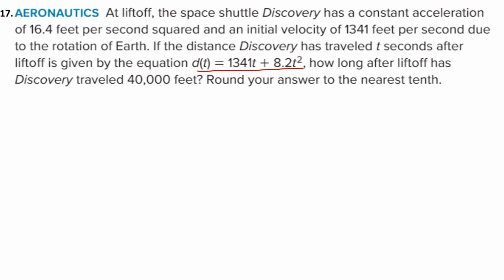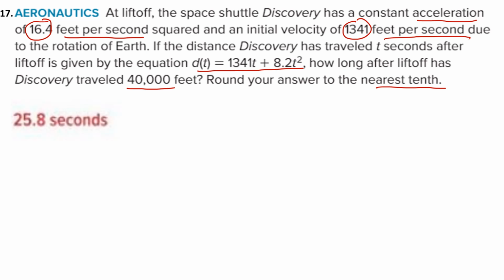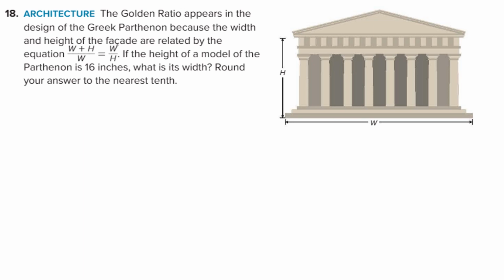So just when you are reading, highlight the important information. This is the acceleration, feet per second square. This is the initial velocity, feet per second. Then you have the distance as 40,000 feet. You have to round off to the nearest tenth, one decimal place, and dt is given to you. So when you solve it, it will come out to be 25.8 seconds.